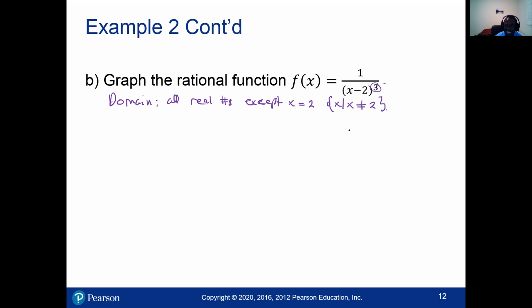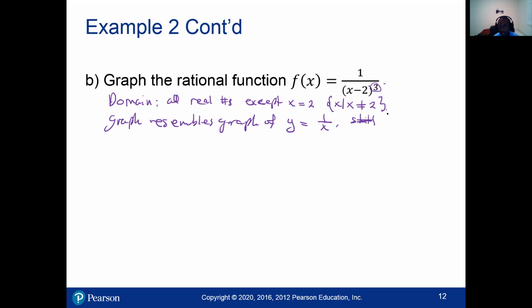Okay, so in this case, now look at this. Because the degree over there is 3 and it's odd, this graph resembles the graph of y equals 1 over x. So we're going to start with the graph of 1 over x. As we can see, we start with this graph and then we shift it 2 units.